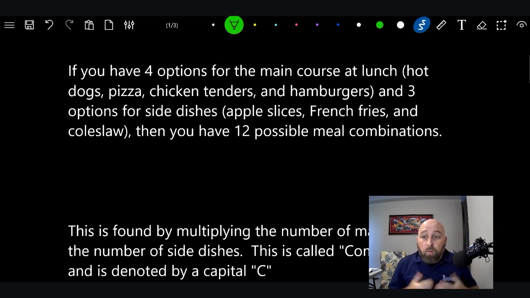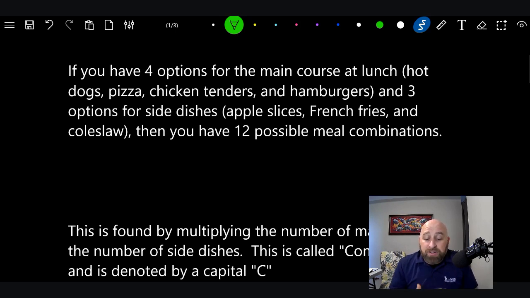Now, one way to count that is by saying, okay, hot dogs, apples. Well, you had hot dogs with apples, hot dogs with fries, hot dogs with coleslaw. That's 3. Okay, the next one, pizza with apples. Pizza, you see what I'm doing? Just counting 1, 2, 3, 4, 5. That's what we're doing here. We're counting. Some of you still use your hands when you count, right? You still use your fingers. You're like, stop doing that, come on, you got to learn how to count.